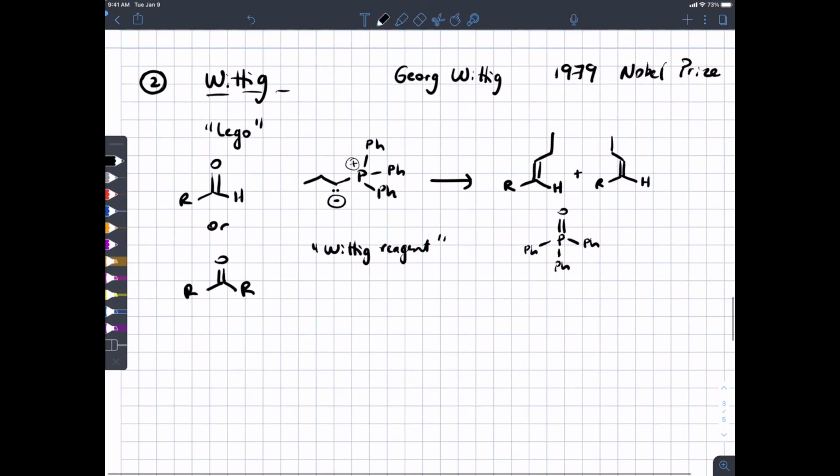And of course, the ketone would have been this group. Now, this molecule. So effectively, you're clicking together this carbon and this carbon. And so the Wittig reaction is a great way to take simple starting materials and bring them together via a carbon-carbon bond at a late stage.